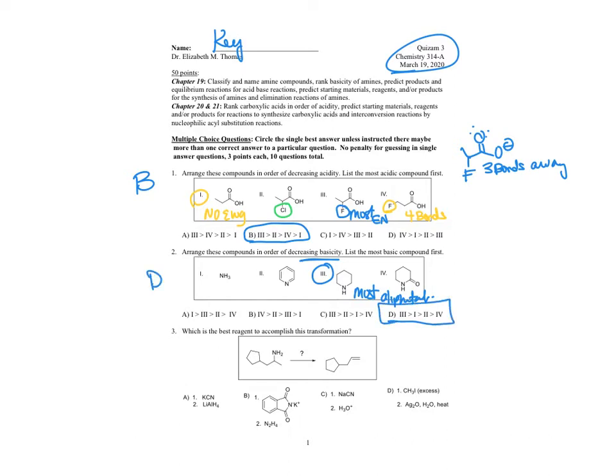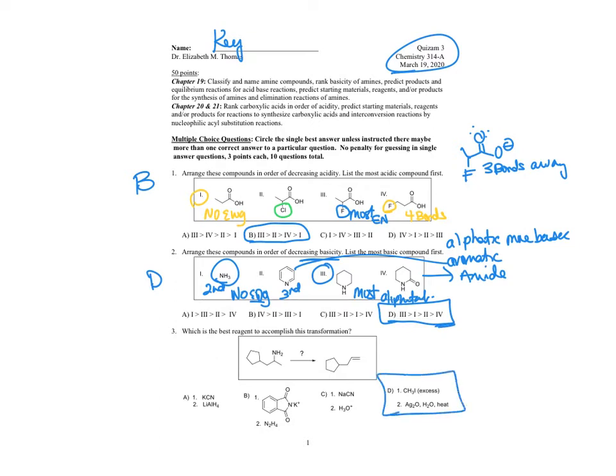So 3 is your most basic. Number 1 is second because it's ammonia. It doesn't have any electron donating groups. And then this would be your third because that's an aromatic. So we've talked about aliphatics being more basic than aromatic. And then the last one is an amide. And we've said that amides are not basic. For 2, your answer is D.